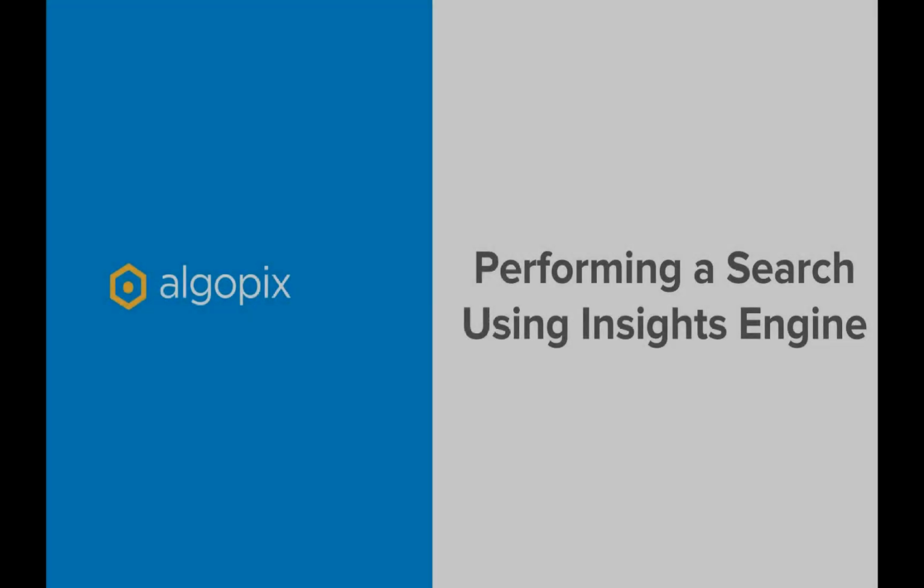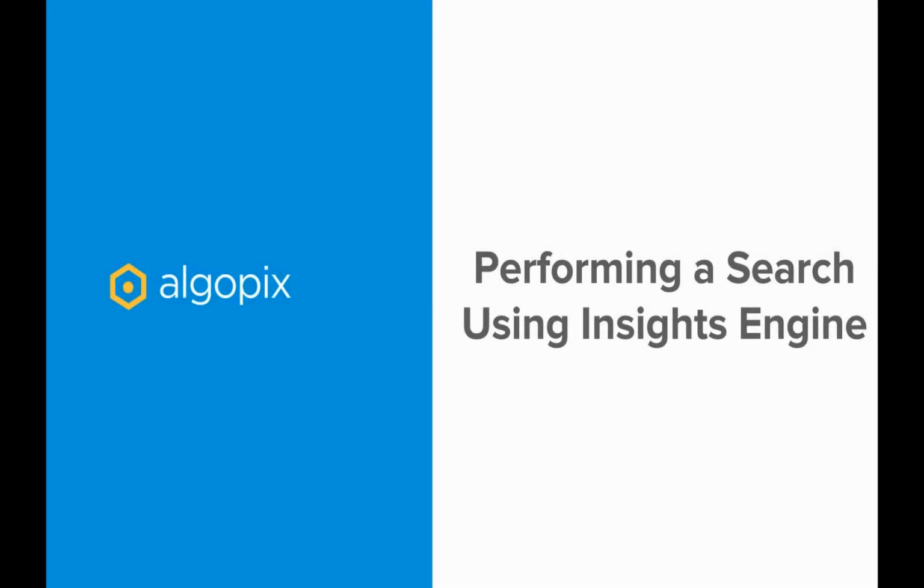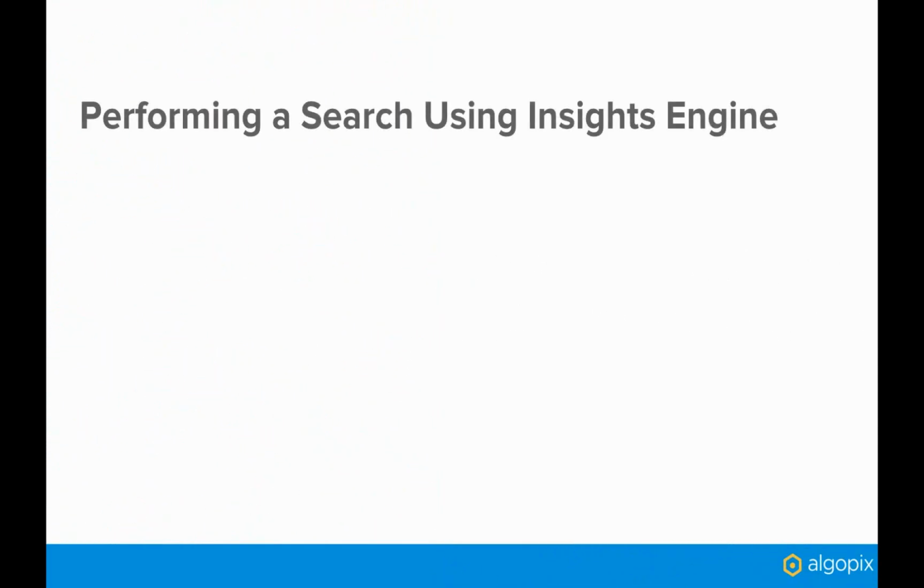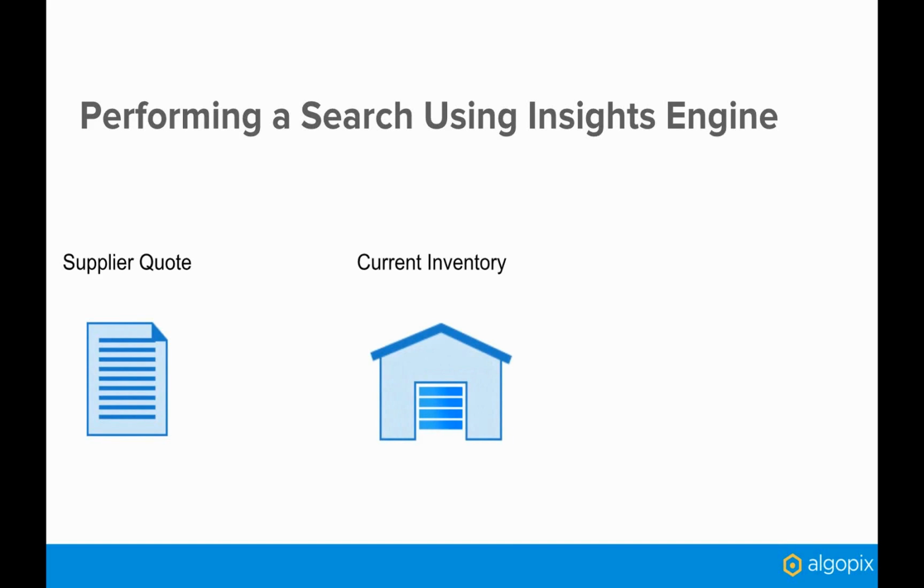In this video, we'll walk you through a high-level overview of how to perform a search for a product using Algopix Insights Engine. Step 1 is to identify the product you'd like to research. This can be a product offered by a current supplier, a product from your current inventory, or simply a product you're interested in learning a little more about.